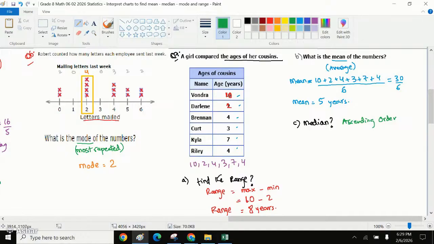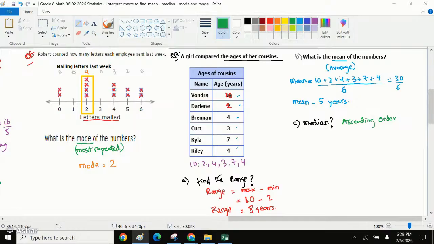In the mean, when we add the numbers, 10 plus 2 is 12. 12 plus 2 is... wait. Let's do it again, Nathan. In part B, 10 plus 2 is 12. 12 plus 4 is 16, right? 16 plus 3 is 19.